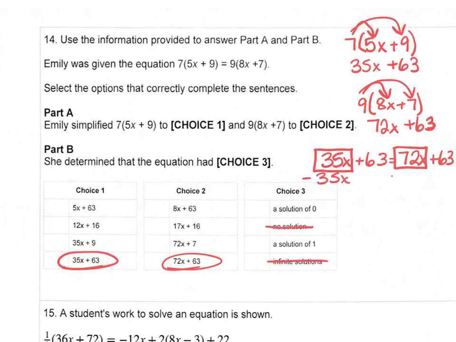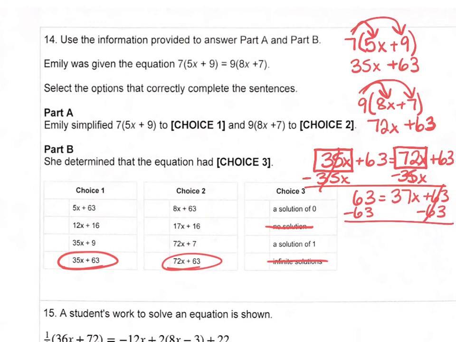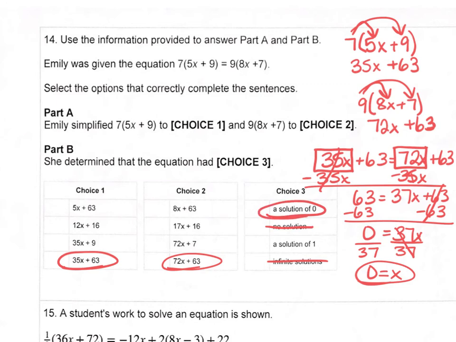So let's subtract 35x from both sides. We get 63 equals 37x plus 63. Subtract 63 from both sides to get the term that has x by itself. We get 0 equals 37x. Then divide both sides by 37 to get that 0 equals x. So we've got a solution of 0.